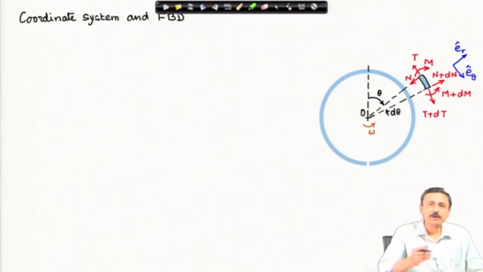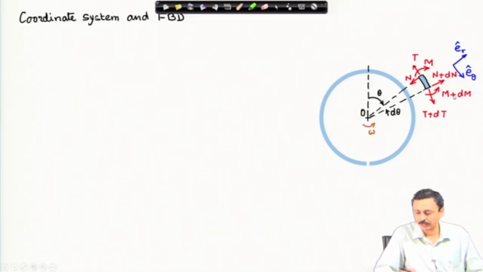Because these forces are varying with theta, I have the shear force on the face at theta as N, and at the face of theta plus d theta I have the shear force N plus dN, it is varying with theta. Similarly, for the tension on the face at theta it is T, at theta plus d theta it is T plus dT, and the same way for the bending moment.